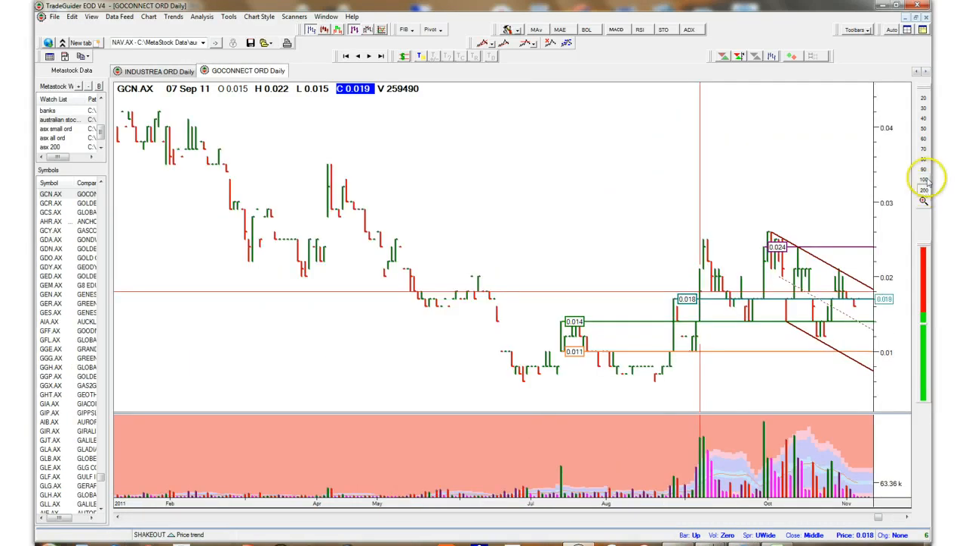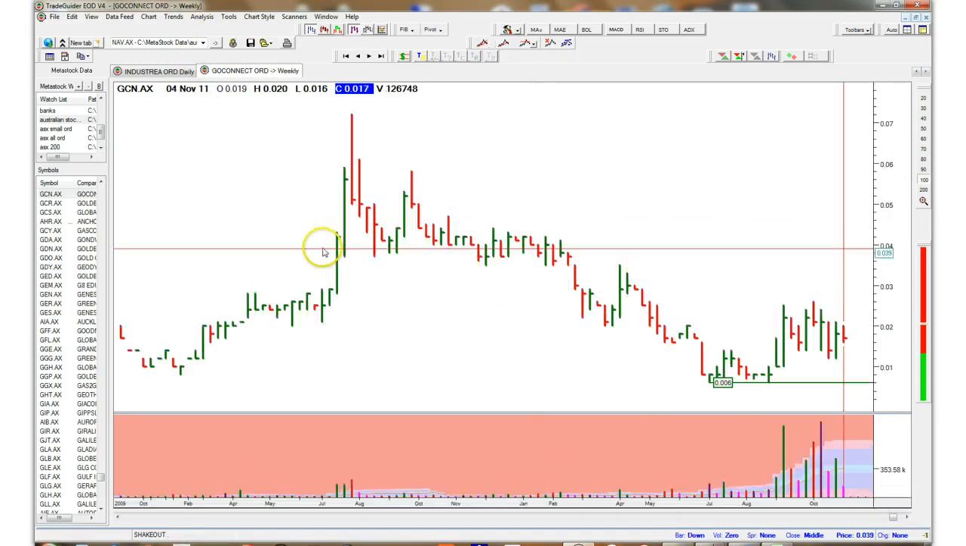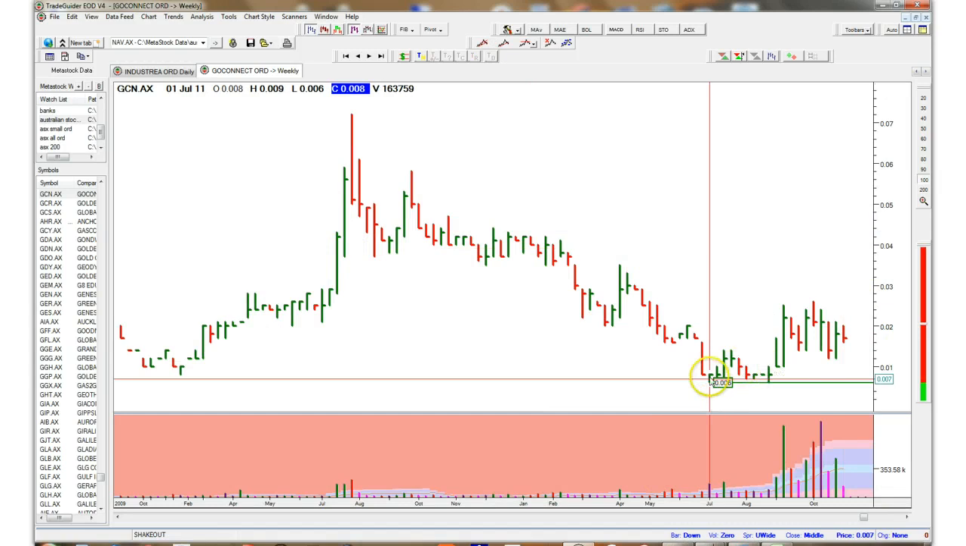GCN, again catching up from next week. Might just have a look at the weekly first. So there was our bag holding bar there, a narrow spread down bar on high volume.